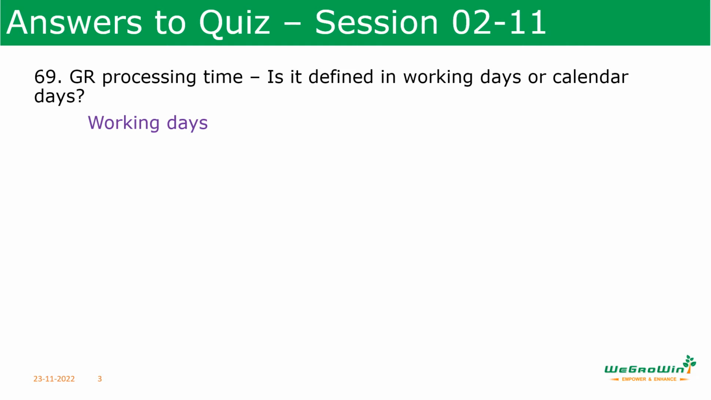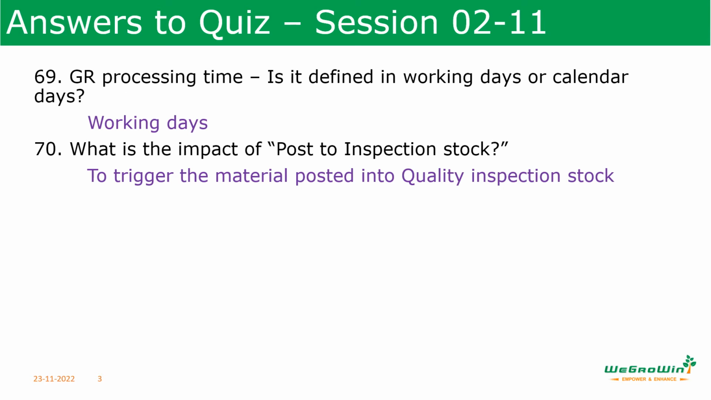For a material, if the GR processing time is defined as 3 days, and it is expected to reach on Monday, then it should be available in the plant on Thursday itself, so that Friday, Saturday, and Monday, the 3 days will be taken if you are taking working days. This understanding has to be very clear to analyze if there are any discrepancies in the date calculations or planning concepts.